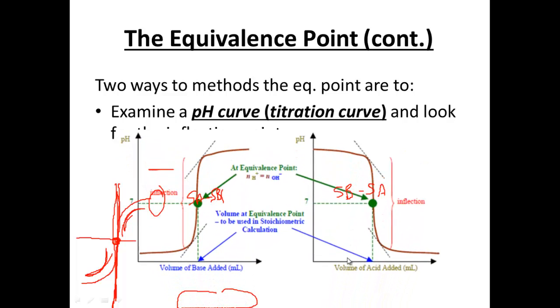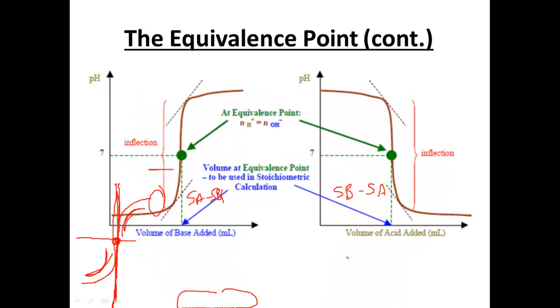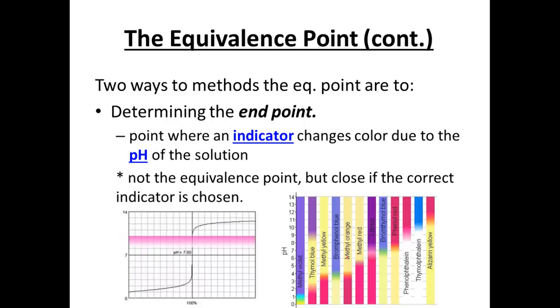The second way, I guess I am going to show you this in a bigger way. The second way to find the equivalence point is with indicators. Okay, this is called finding the endpoint. The endpoint is not the same as the equivalence point. The endpoint is when an indicator changes color due to the change in pH.